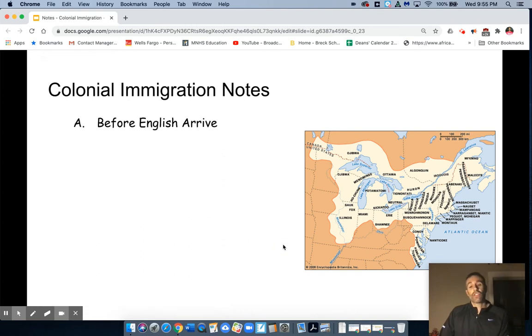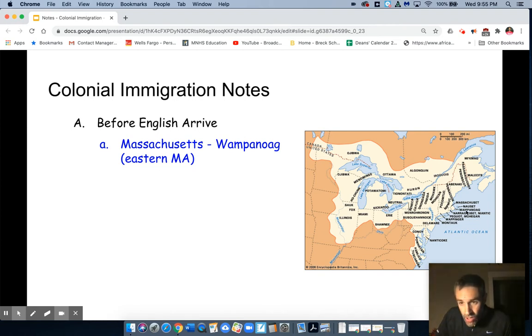So before the English arrive, you have Massachusetts, and in Massachusetts were the Wampanoag, and they're known for the myth of the Thanksgiving story. And that's right here. The Wampanoag are right here on the very far eastern tip of Massachusetts. And they made contact with the English that settled in Plymouth Colony.